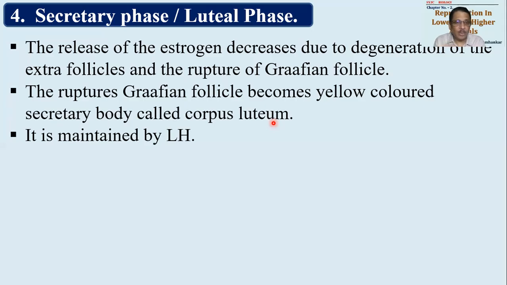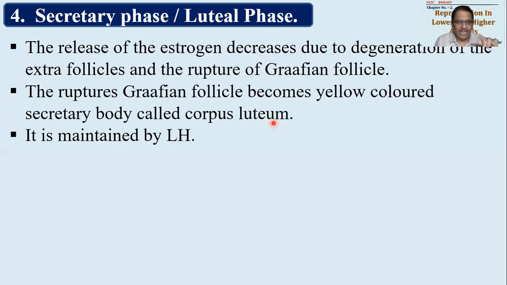कब तक रहेगा ये? जब तक LH ल्यूटिनाइजिंग हार्मोन एक्टिव है तब तक. So LH will be secreted by pituitary gland. LH will be active. LH will maintain corpus luteum. Corpus luteum in turn will keep on continuing secretion of progesterone. Progesterone will keep on maintaining the endometrium thickness up to 5 millimeters.